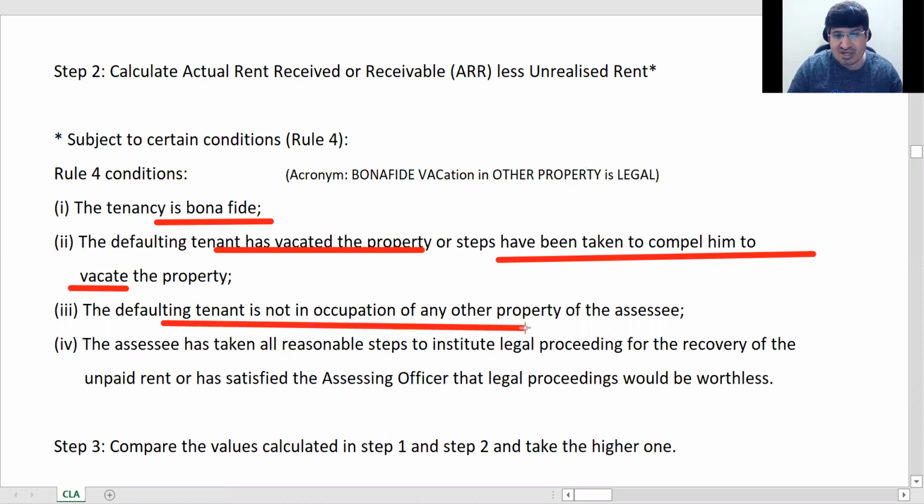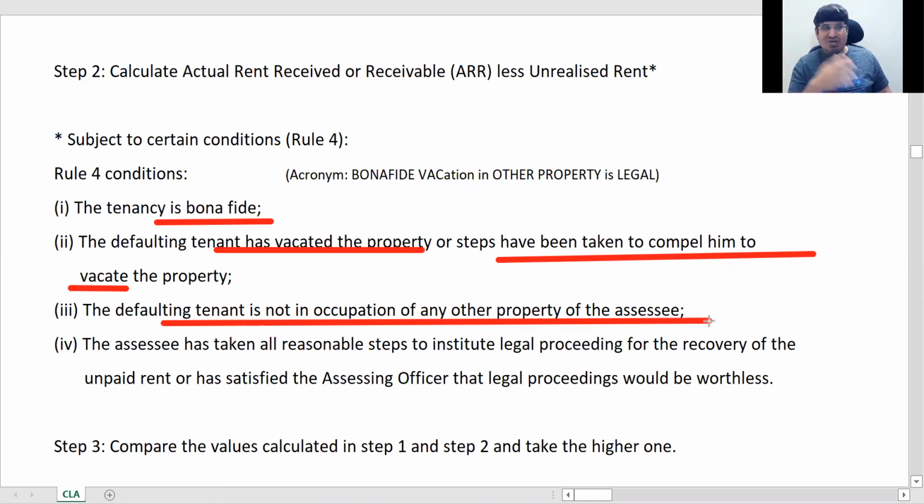Defaulting tenant is not in occupation of any other property. So here you are saying he has not paid, and somewhere else you are giving him property on rent. That means here there is something wrong, right? You are claiming what is not there. That's why you are giving him another property on rent, right? तो इसीलिए थर्ड पॉइंट बोल रहा है कि डिफॉल्टिंग टेनेंट कोई और प्रॉपर्टी ऑक्यूपाई नहीं करना चाहिए.